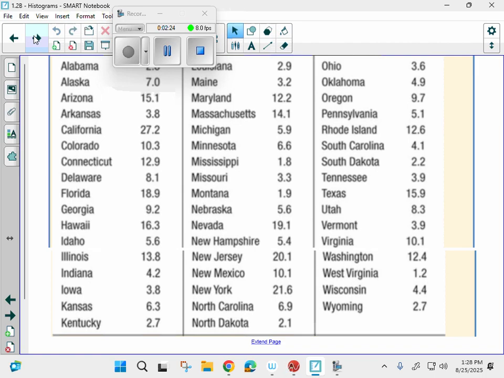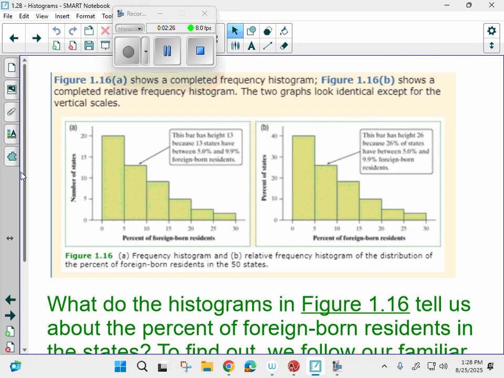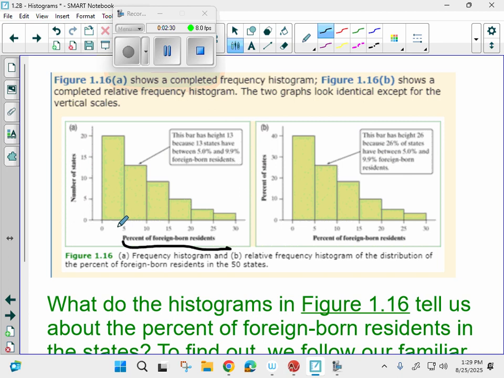Okay, so here is a bar graph. If we were to do that, we have our percent of foreign-born residents. We went 0 to 5, and we counted the number of states. There are 20 states, because this is a count, a number of states. 20 states have from 0 to 5% foreign-born residents. All right, and then from 5 to 10%, this one is 13 states, and then 10 states that are 10 to 15. All right, and then over here they changed it to a percent.